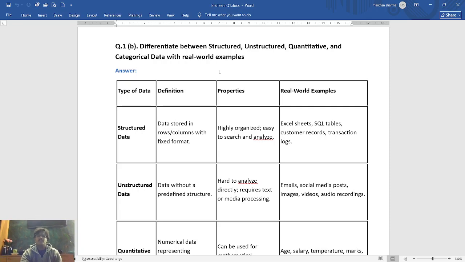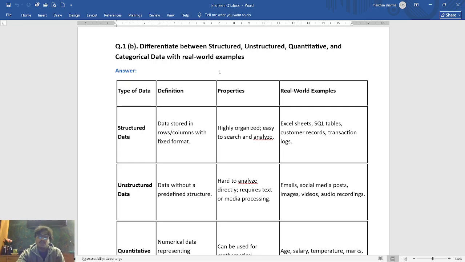Moving on to the quantitative data. The quantitative data is numerical data that you can measure or perform calculations on. So examples include someone's age or salary, or the temperature, or the prices of products. So this all will come under the quantitative data.